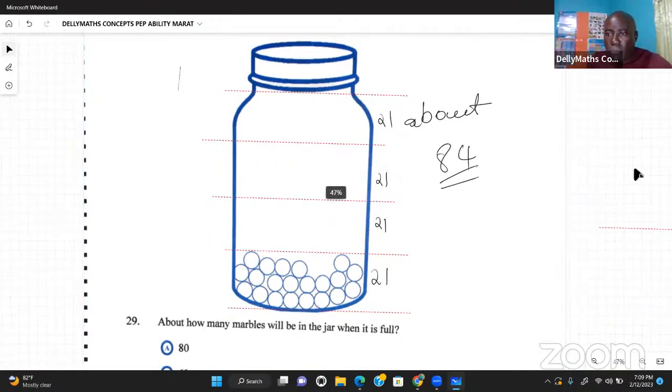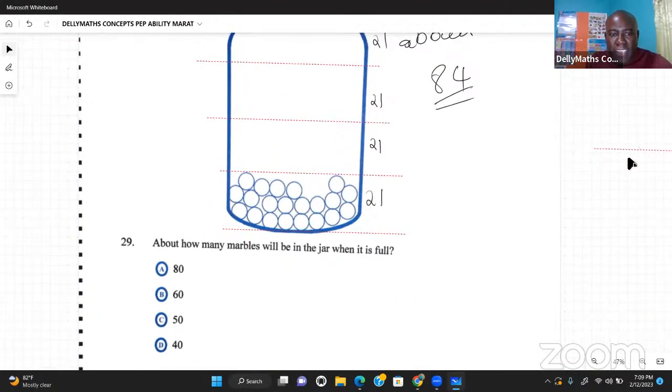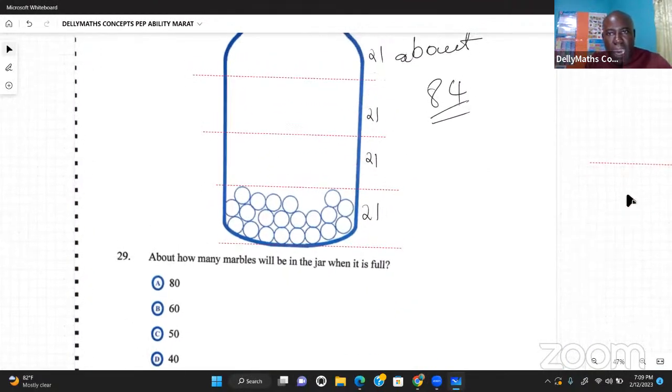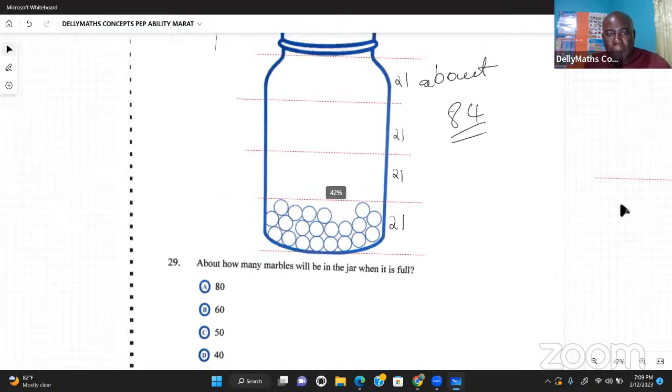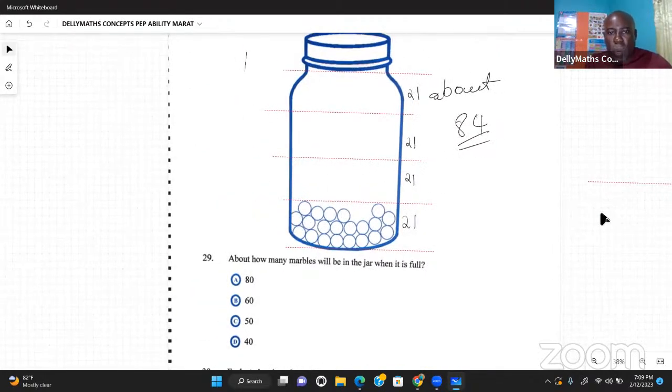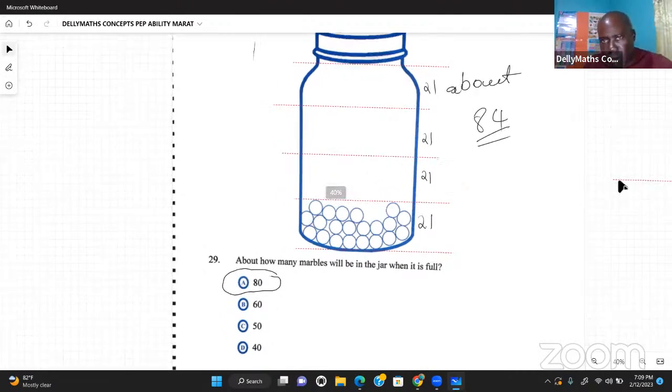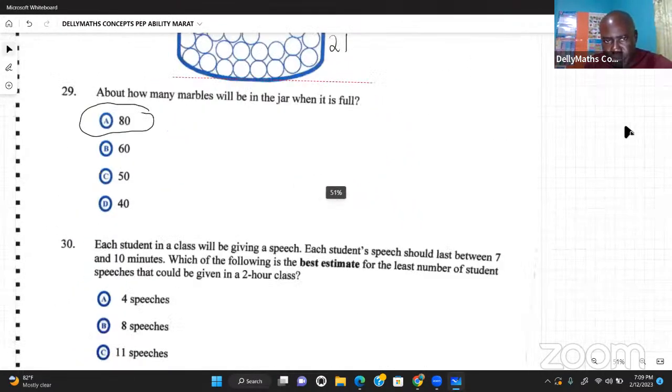So we're going to be looking now for a number near to this and see which one makes sense. I got 84 by just representing 21 a number of times going up. I would be picking 80 as the closest answer to 84, because I would have had that space about 4 times going up, right? So we're thinking about picking 80 for that. Very good.